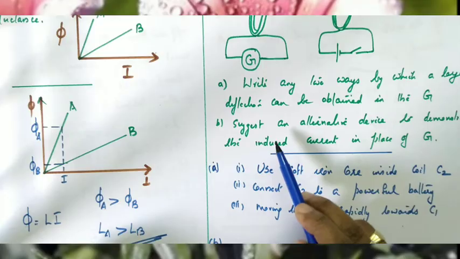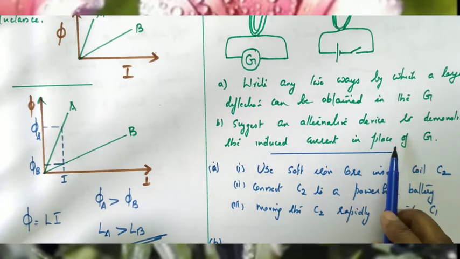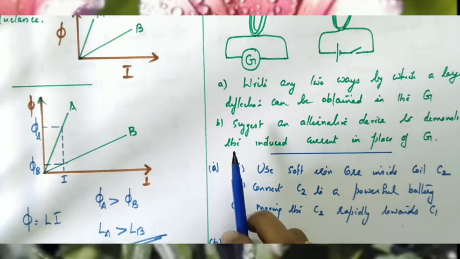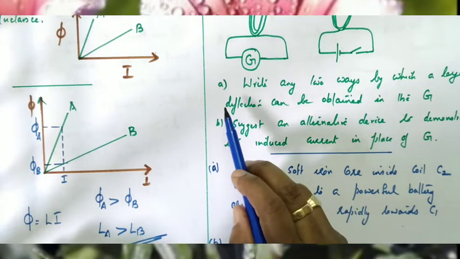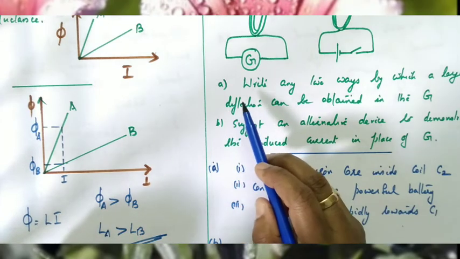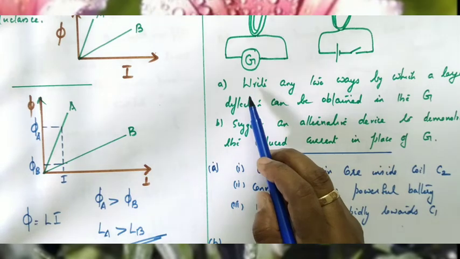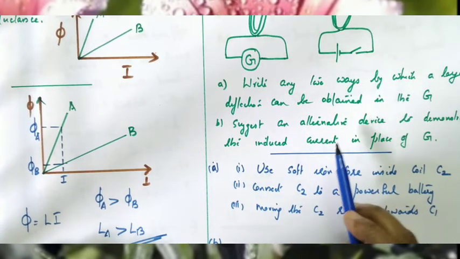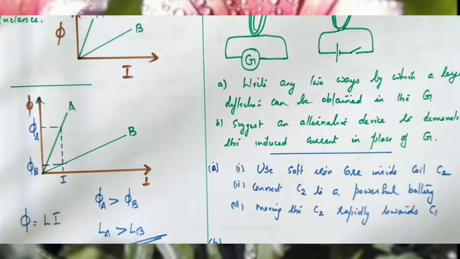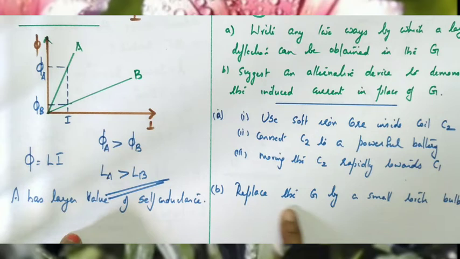Now second one, suggest an alternative device to demonstrate the induced current in place of galvanometer. So instead of galvanometer, in order to detect the presence of induced current, we can use a small torch bulb also. The glowing of the torch bulb indicates that there is induced current. So instead of galvanometer, what is the other device which can be used? That is the torch bulb. So the second answer is replace the galvanometer by a small torch bulb.